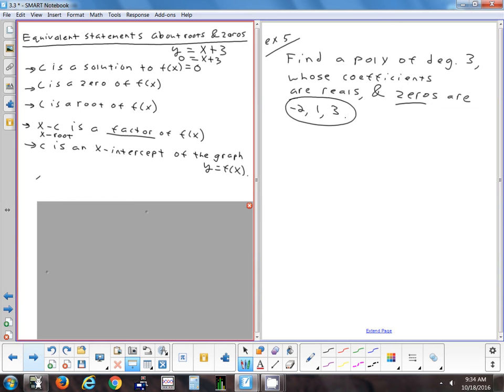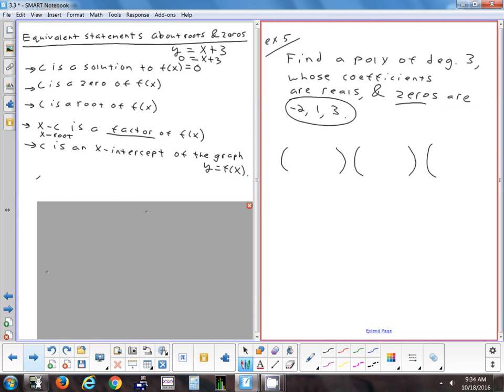All right, so let's see if we can figure out a polynomial of degree 3. Degree 3 means when you factor it, you've got 3 sets of parentheses. And I want -2, 1, and 3 to be the roots. Let me start with -2. If -2 is a root, then what would have to be a factor?